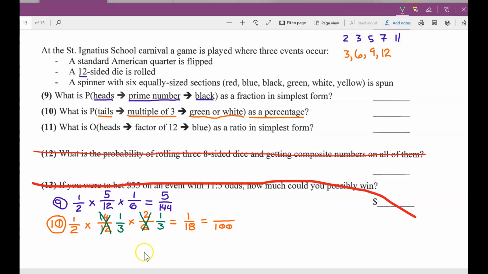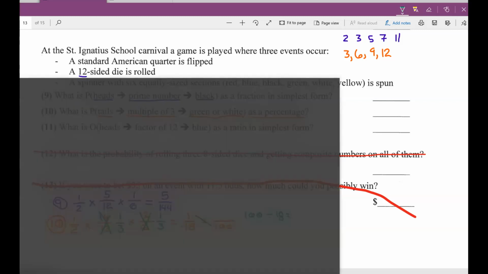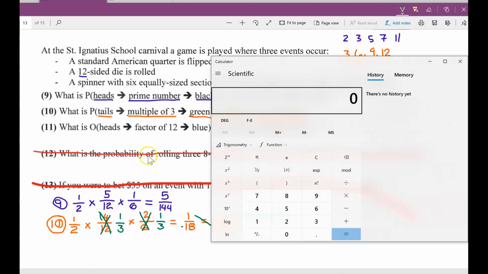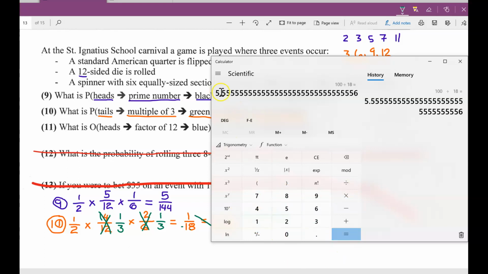Then we're going to use our proportion setup to multiply our diagonal. 100 times 1 is 100. And then you're going to divide by the number you haven't used yet. 100 divided by 18. What does that give us? Remember, you have a calculator built into your school laptop. 100 divided by 18 is 5.5 repeating.